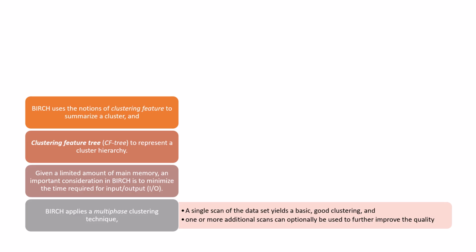That is the expansion for BIRCH. It is designed for clustering a large amount of numeric data by integrating hierarchical clustering and other clustering methods such as iterative partitioning. It overcomes the two difficulties in agglomerative clustering methods, scalability and the inability to undo what was done in the previous step. BIRCH uses the notion of clustering features to summarize a cluster, and a clustering feature tree, or CF tree, to represent a cluster hierarchy.